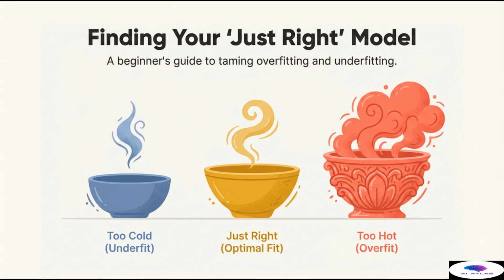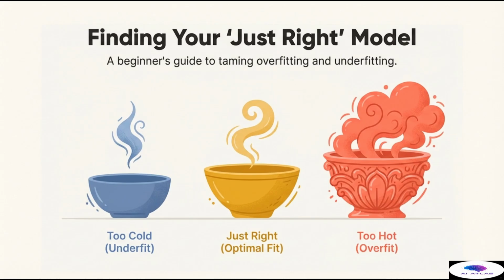We use the simple analogy of a bowl of porridge, or perhaps in this case, a bowl of soup, to illustrate these concepts. On the left, we have the too cold model, which is the state of underfitting. This model is too simplistic. It hasn't learned enough from the data to be useful. It's too simple to capture the underlying relationships.